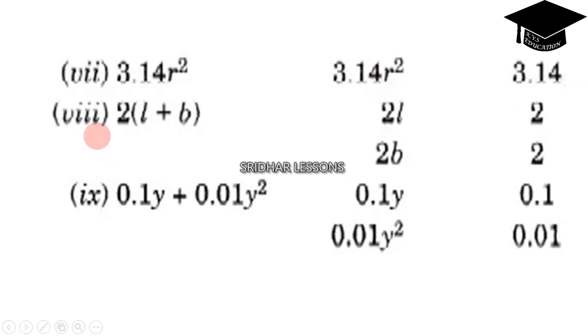Next one, question number 8, 2 into L plus B. If you expand this one, it will become 2L plus 2B. So the terms are 2L and 2B, and the coefficients are 2 and 2. Question number 9, 0.1y plus 0.01y square. We have two terms, 0.1y and 0.01y square. The coefficients are 0.1 and 0.01.